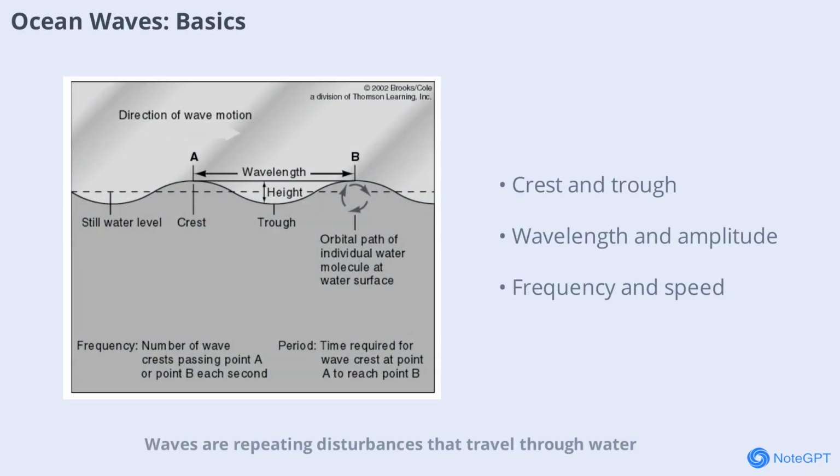Waves are repeating disturbances that travel through water, transferring energy from one place to another. Key characteristics of waves include the crest, highest point, trough, lowest point, height, wavelength, amplitude, frequency, period, and speed. Waves are generated by wind, earthquakes, or other disturbances, and their properties determine how they move and interact with the shore. Understanding wave dynamics is essential for navigation, coastal engineering, and predicting natural hazards.